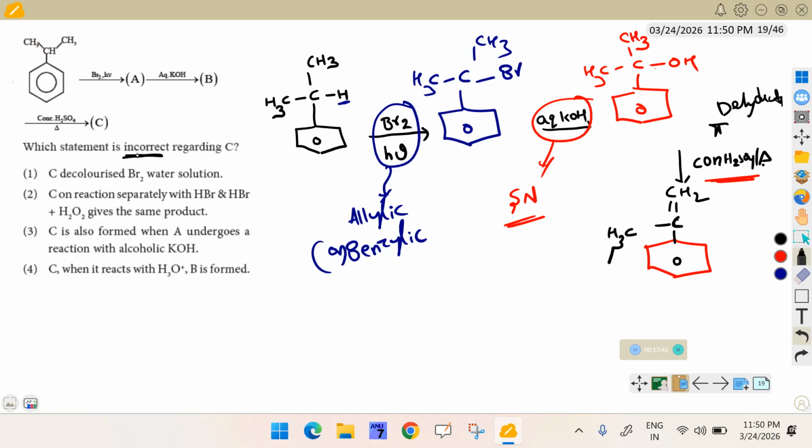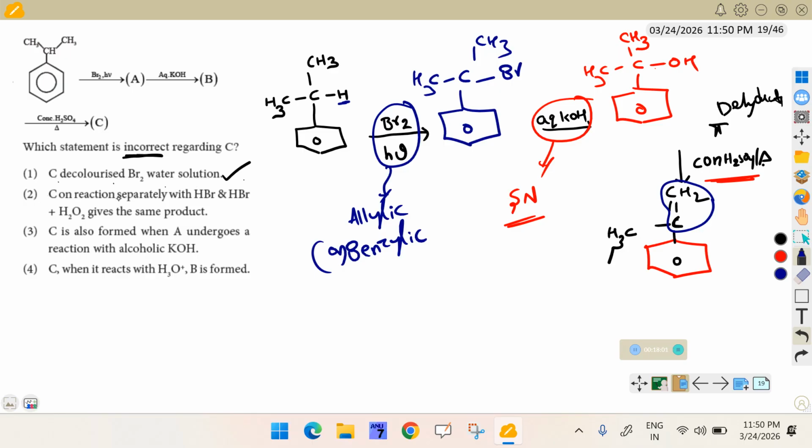Incorrect regarding C. C decolorizes bromine water. Yes, this is correct. Why? Because in C an alkene group is present. Alkenes decolorize bromine water.